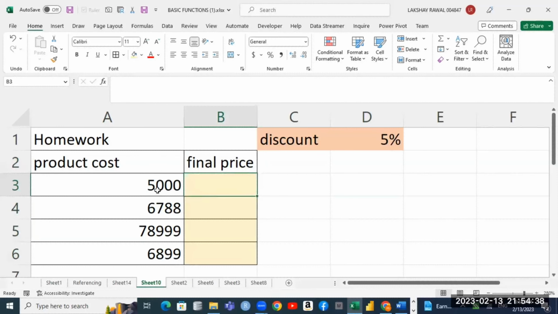Okay, tell me. Product price is given, product cost is given to you, and some discount is given. Suppose you went to the mall to buy some products. The product is costing 5,000 rupees, and they are giving a discount of 5%. So how much price will you have to pay for the product? What is the formula you have to write?